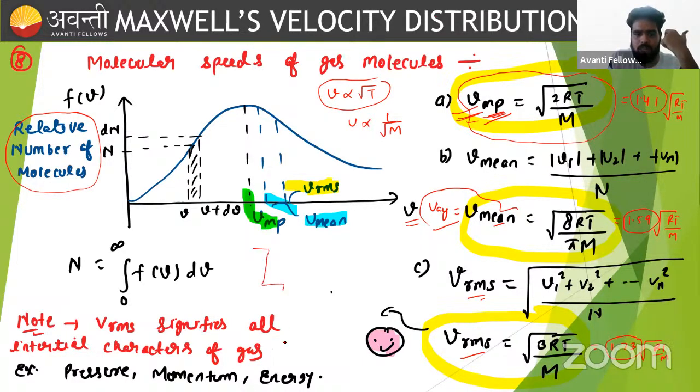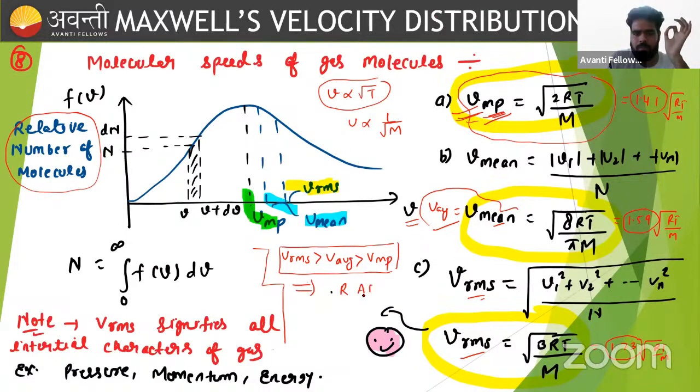So if a question is asked about the increasing or decreasing order of RMS speed, average speed and most probable speed, we can say V RMS is always greater than V average, and V average is greater than V most probable. This is an important observation. We can also remember it by a trick, RAM: R means root mean square, A means average, and M means most probable. I hope this is clear.